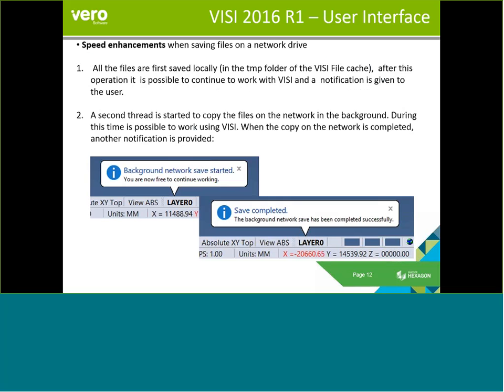There's now a method to saving across a network in this version of VISI. This new procedure provides a major speed increase when saving files, especially the larger ones across a network. First, the file is saved locally in a temporary location on your system, and then at that point, you can continue working on your project. Once that local save is complete, the network save will start in the background as you work. So with this enhancement, you no longer have to wait until the network save is complete to continue working.